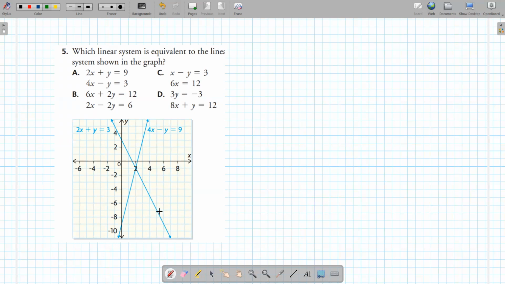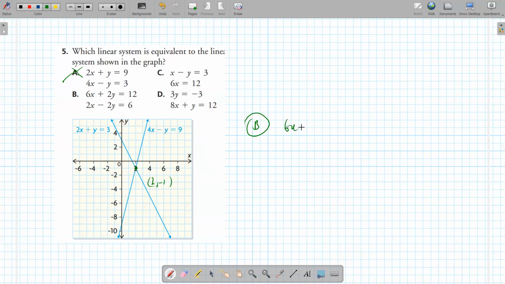I'm looking at A. A is very similar to these two equations, except there's a 3 here, there's a 9 there, which probably means everything else is the same. The only difference is the y-intercept is different. That means A is probably not the answer. I'm going to ignore A for the time being. Let's look at B. When we solve it, we're expecting an answer of 2 comma negative 1. See where they meet? Where they meet is the solution.